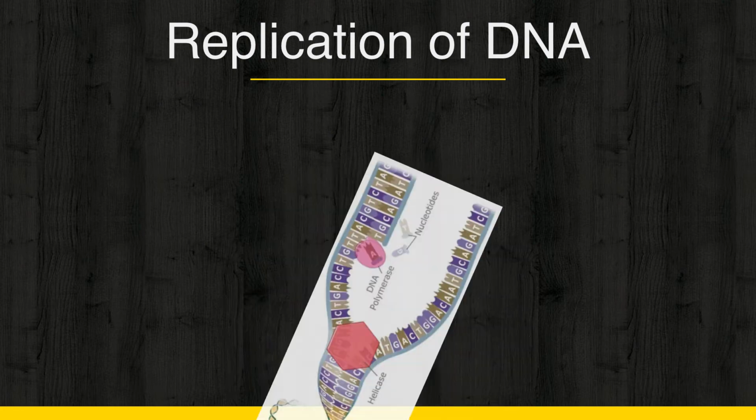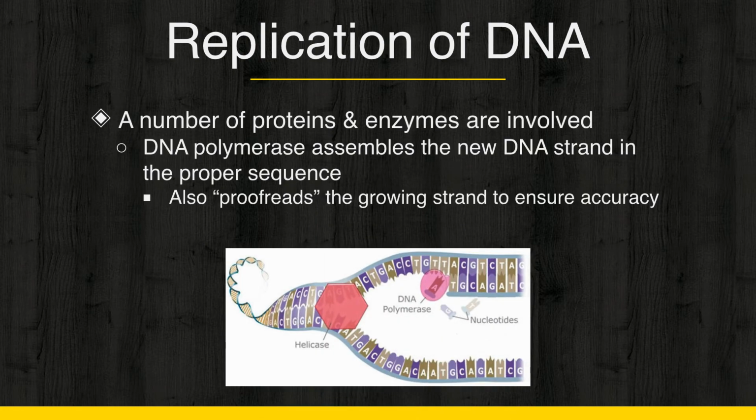There are a number of proteins that actually play big roles in DNA replication. One of the main ones is DNA polymerase, and this is the one that actually assembles the new DNA strand in the proper sequence by adding those complementary bases, but it also proofreads the growing strand to ensure its accuracy, that there are no mistakes that can cause a failure in that protein.